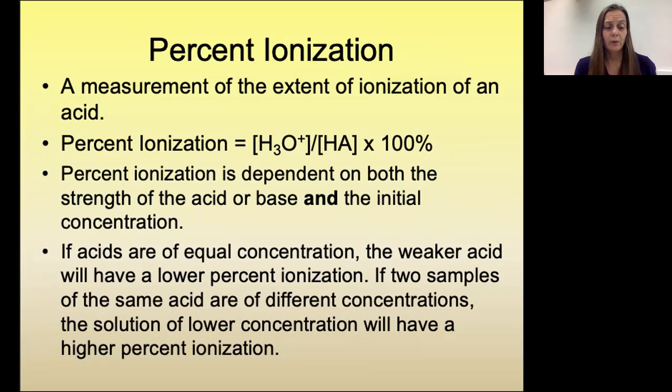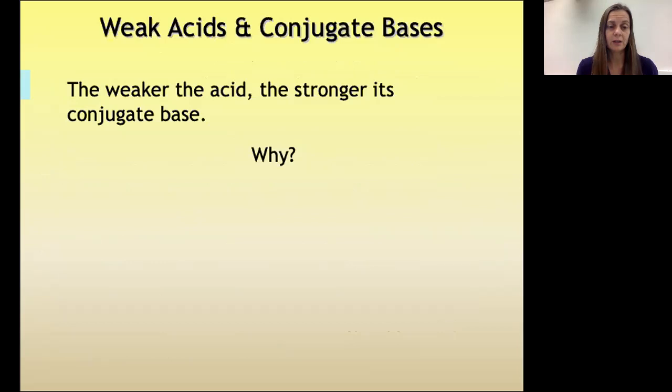Okay, so those are some terms that we talk about. Now we'll come back to the idea of conjugate bases, and you'll hear me use that term throughout this unit. When we talk about the anion of a weak acid, we're always going to call it a conjugate base. The weaker the acid, the stronger its conjugate base. And we've taken that on faith so far this year. Now let's talk about why that actually is.